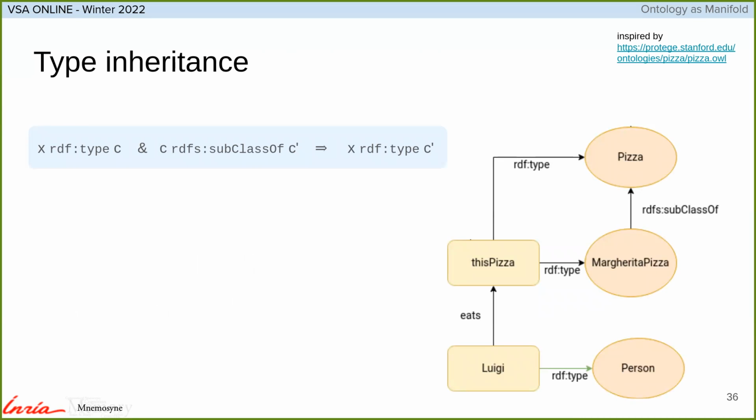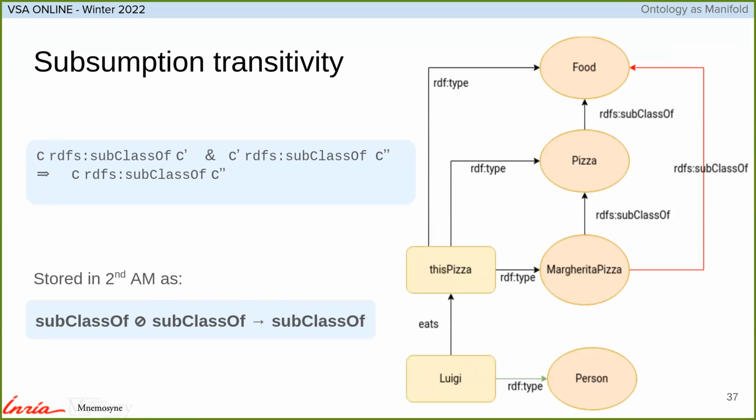So type inheritance, we have already done that. Subsumption transitivity, we didn't address that one, but this is actually achievable also with the same mechanisms that we presented earlier. Subsumption transitivity consists in this relationship, subclass of, which is transitive. For example, if Margherita pizza is a subclass of pizza and pizza is itself a subclass of food, then by knowing that this pizza is of type Margherita pizza, we can infer that this pizza is also a type food, because Margherita pizza will be a subclass of food by transitivity of the subsumption relationship.